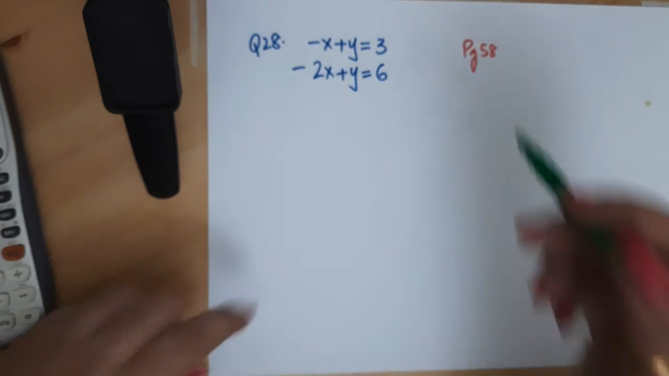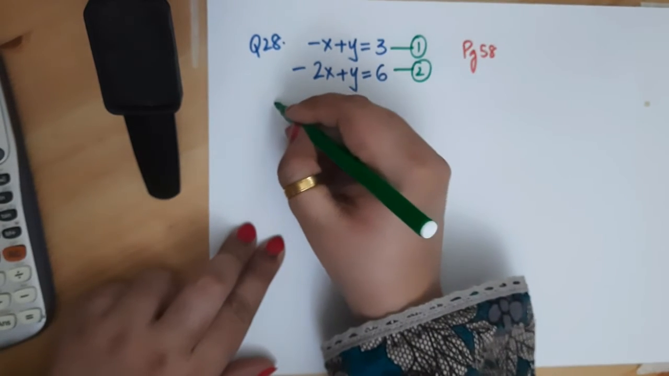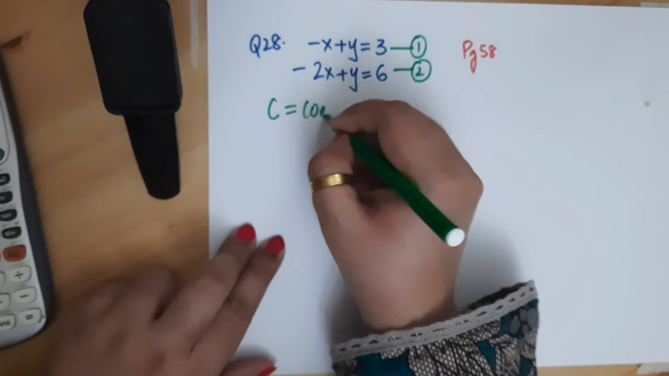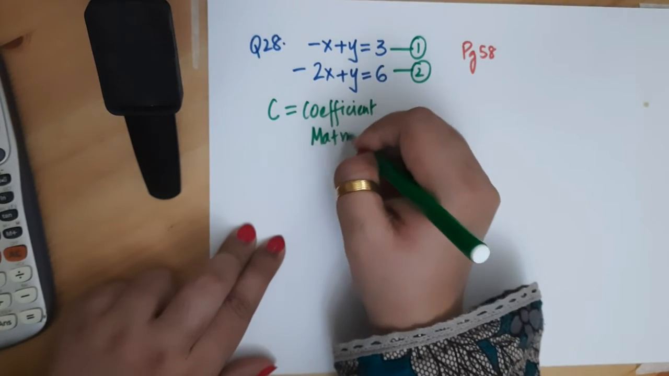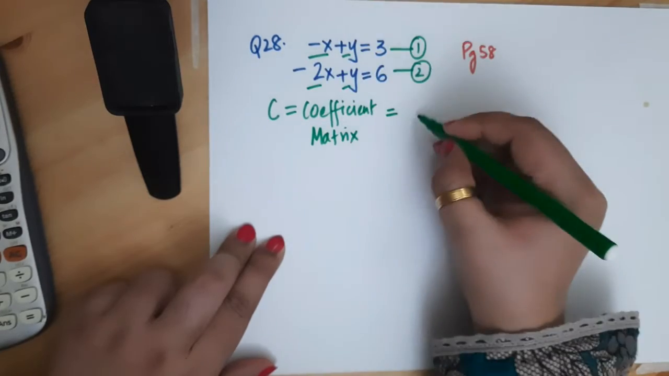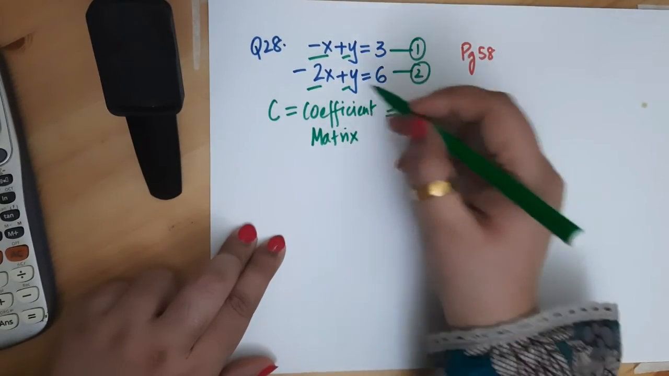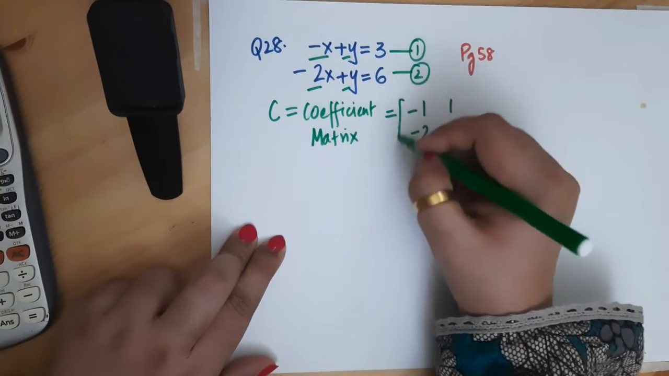So let's solve question 28 first. The first and the second equation are written respectively. This is a question from Unsolved Parts of Perseverance taken from the Math Book page 58. First we find the coefficient matrix. As explained in the example, the coefficients of x are -1, -2, and for y are 1 and 1.